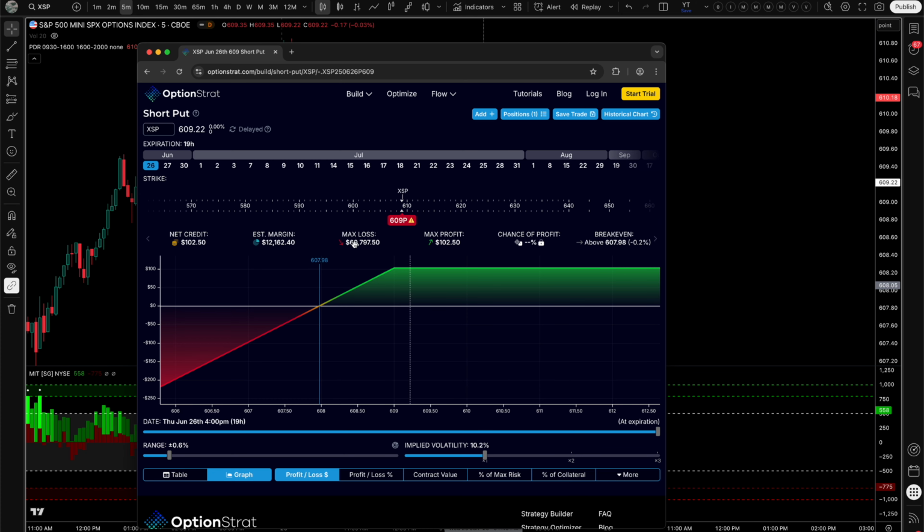What's not fun is the max theoretical loss is $60,000. That seems a little ridiculous to risk $60,000, let's call it $61,000, to make $102. That's no good. Something could always happen. Now, margin, maybe you're only using 12K. It's going to be hard to scale this on a smaller account. So what can we do?